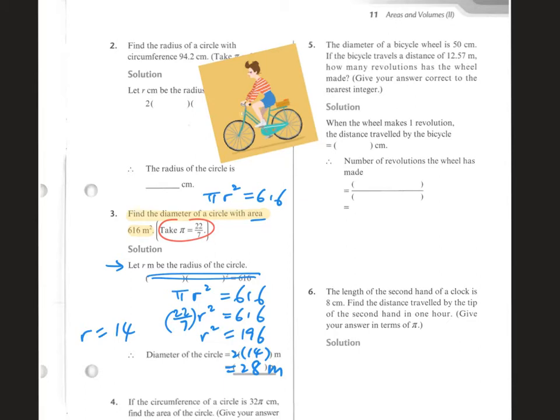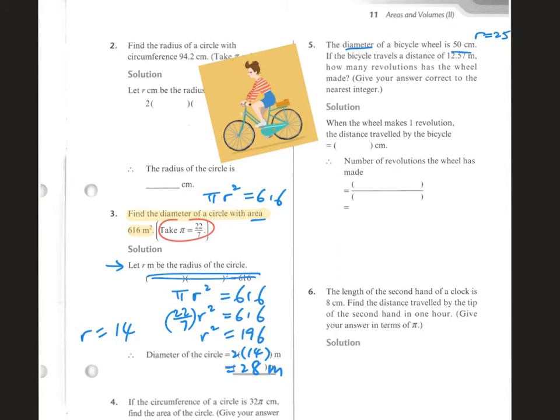Have you ever had the experience of riding a bicycle? Probably yes. So let's see whether you can solve the problem in number 5 as follows. The question is telling you that the diameter, be careful, diameter is 50 cm. So that's why I have a habit to write r is 25 immediately.